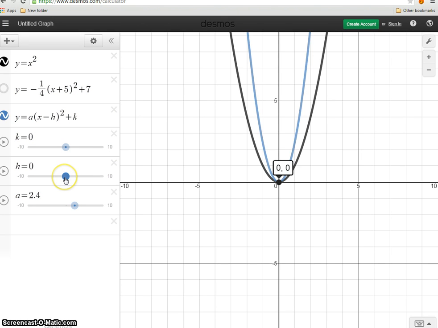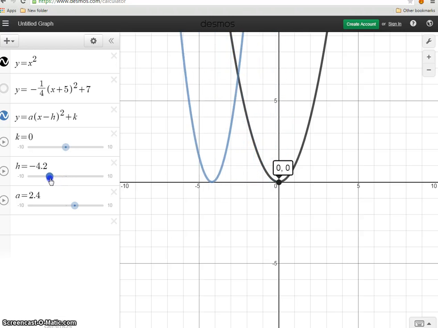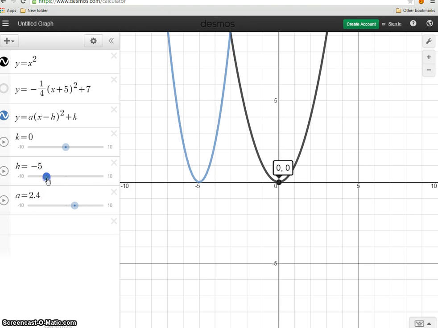As I move my h value, you can see that as h gets larger, it moves to the right. Okay, as h gets negative, it moves to the left. One thing I'd like to point out here, let's say I have an h value of negative 5, you'll see how it's moved left in the graph.